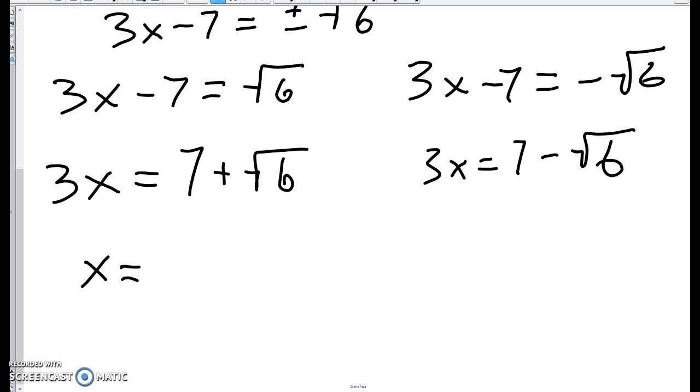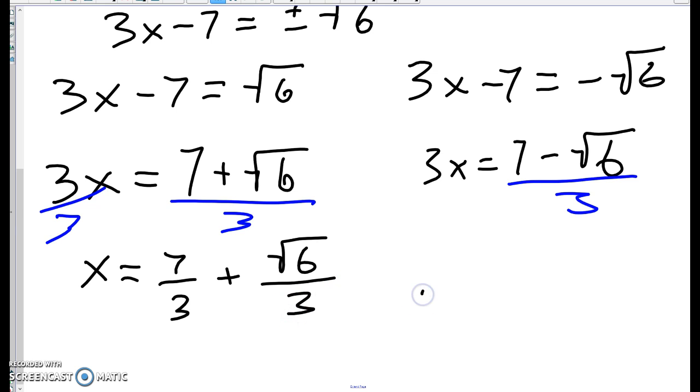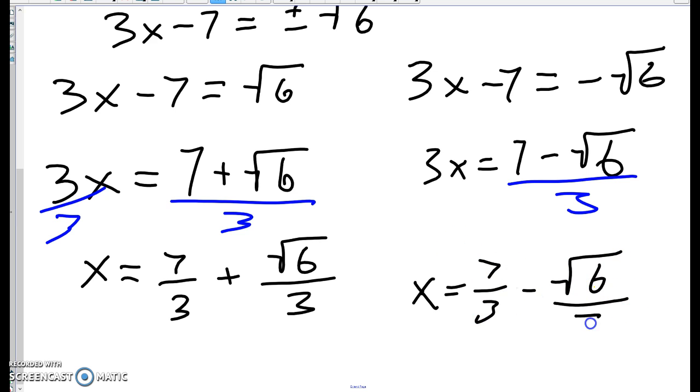And we have two options here. One, when we're dividing by 3, we could just write it all divided by 3. And that's technically accurate. You could also think of this divide by 3 as sort of distributing through, so you're left with 7 thirds plus the square root of 6 thirds. And here, 7 thirds minus the square root of 6 thirds.